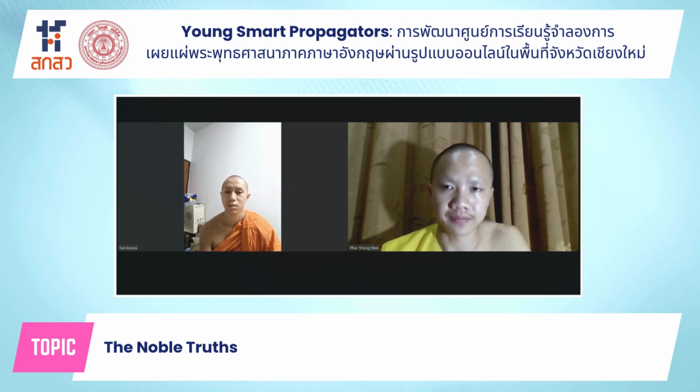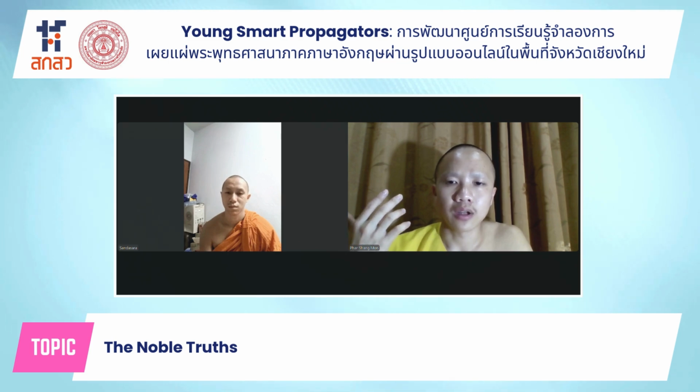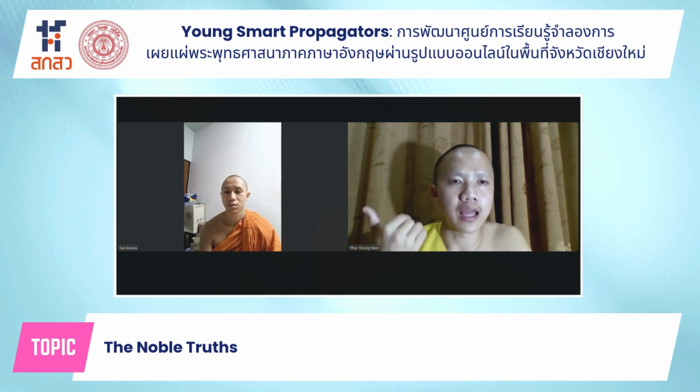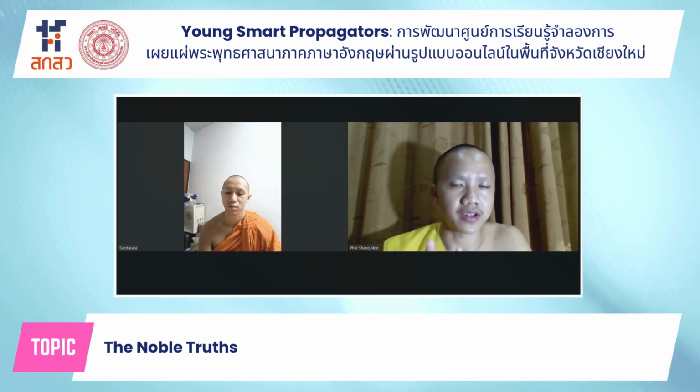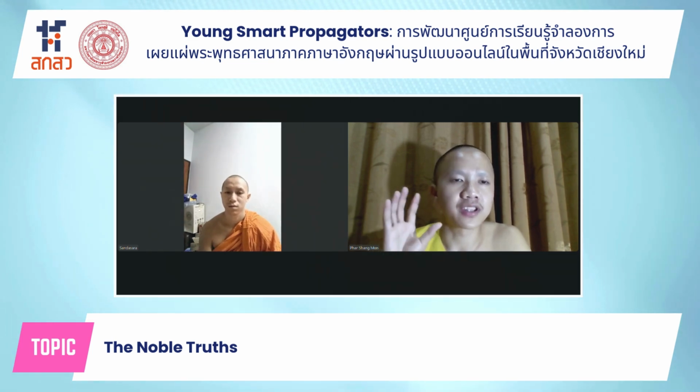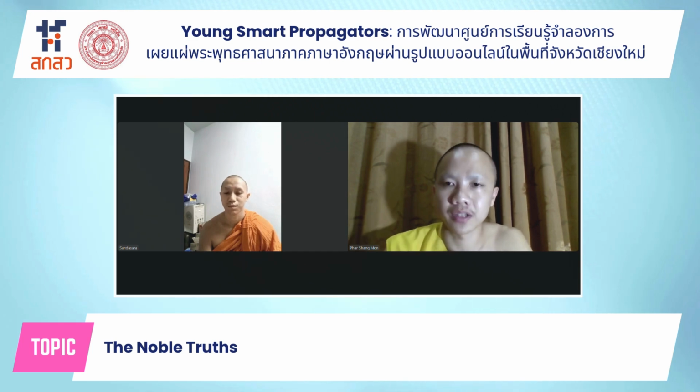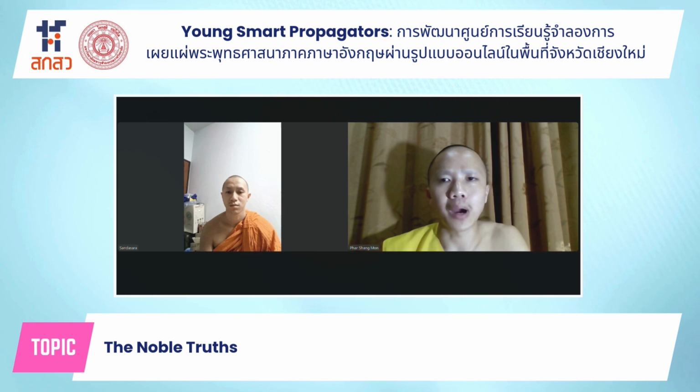There are eight items. Start from the first one: right view, right thought, right speech, right action, right livelihood, right effort, right mindfulness, and right concentration. All of them are called the Noble Eightfold Path, or the way of practicing to get out of suffering. And you may have a question in your mind: why does Buddhism teach only about suffering, why don't they teach about happiness?